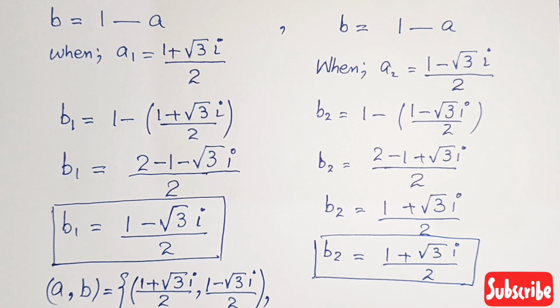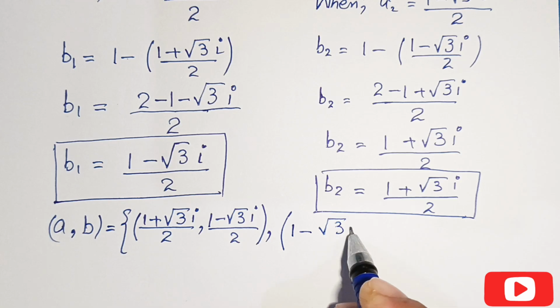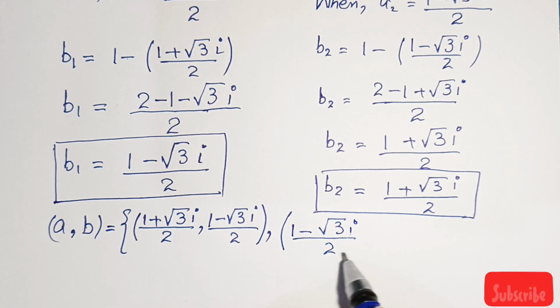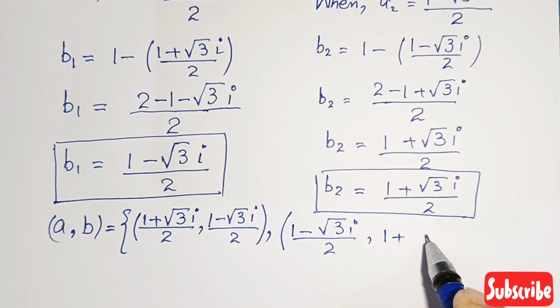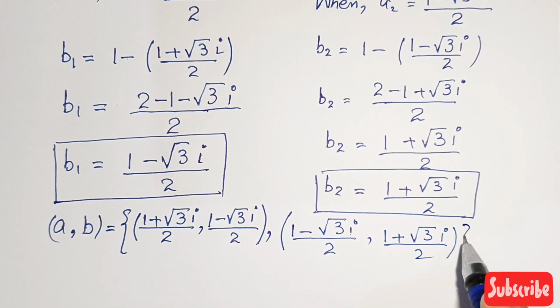Now our second pair will be: the value of a2 is (1 minus square root of 3i) over 2, and the value of b2 is (1 plus square root of 3i) over 2. So it is our final answer.